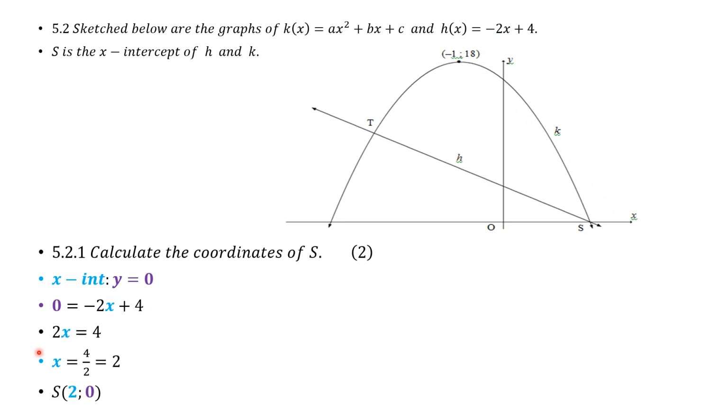Take minus 2x over, it becomes positive 2x equal 4. Always divide by the coefficient of the variable, in this case x. So 2x divided by 2 gives me x. 4 divided by 2 would give me 2. So coordinates of S, 2 and 0. So 1 for substituting in 0, 1 for the answer. So that is how you would get that 2 marks. Right?